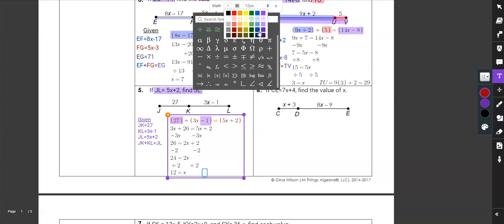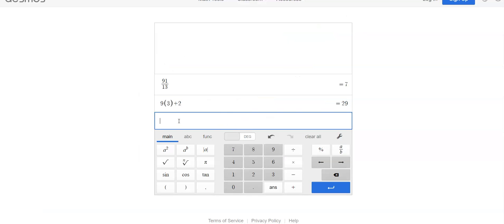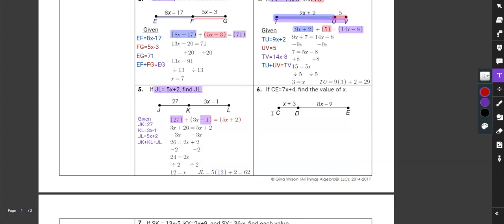The equation for JL. And actually, let's go and do that in the dark purple. So JL is 5x plus 2 equals, so it's going to be 5 times x plus 2. And if we take 5 times 12, that's going to be 60 plus 2 is 62. Again, you can highlight, copy and paste into your Desmos calculator if you so desire, but that does show it is 62. All right, moving right along.